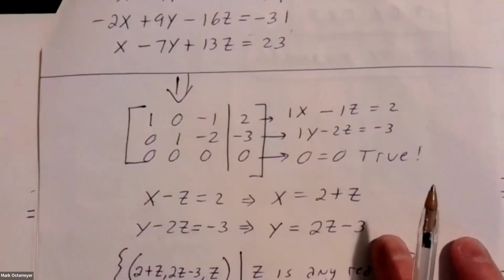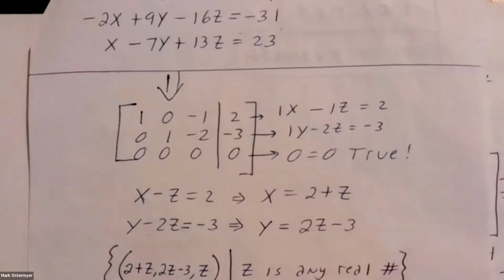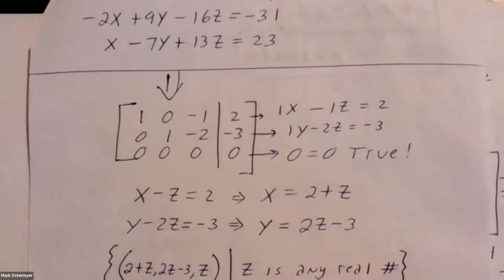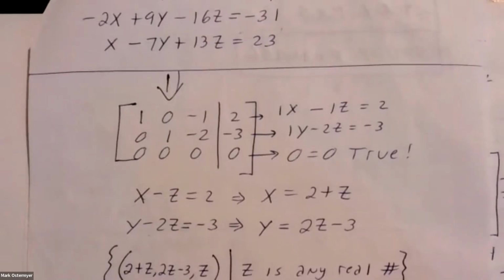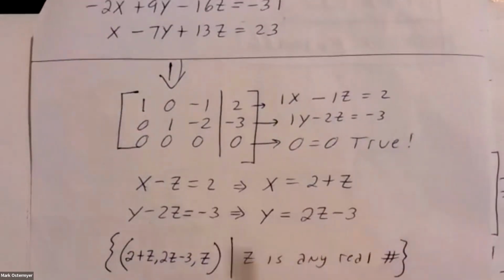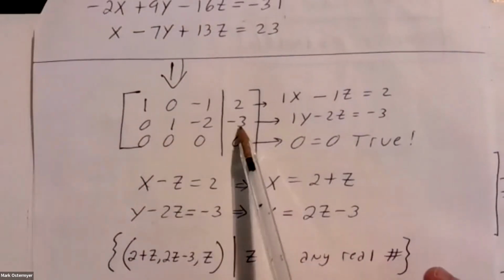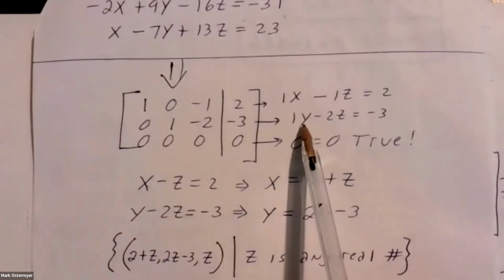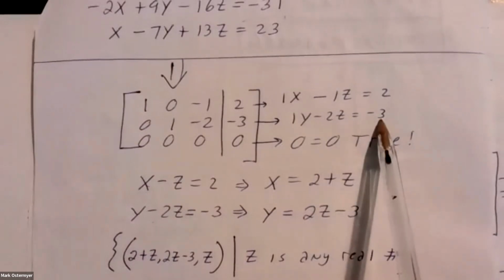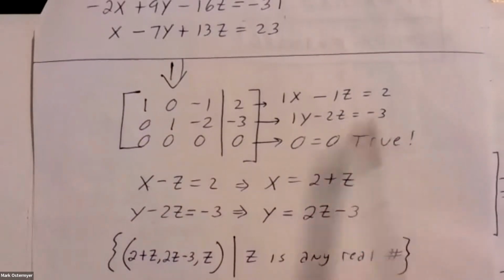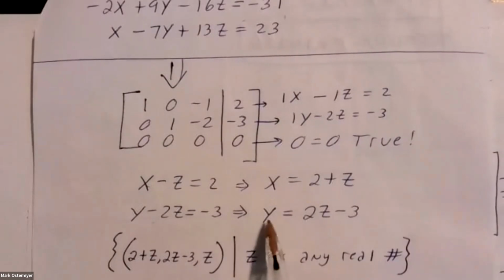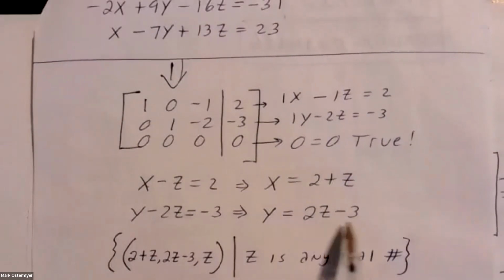How do we represent those infinite number of ordered triple solutions? Well, we have to choose one of our variables to be what's called a free variable, a variable that can take on any real number value. You know what variable I'm going to choose? I'm going to choose z to be that variable. And so, if z can be any real number, according to my second row of this output matrix, I would have the equation of 1y minus 2z equals -3. And if I solve that equation for y in terms of z, I would have y is equal to 2z minus 3.